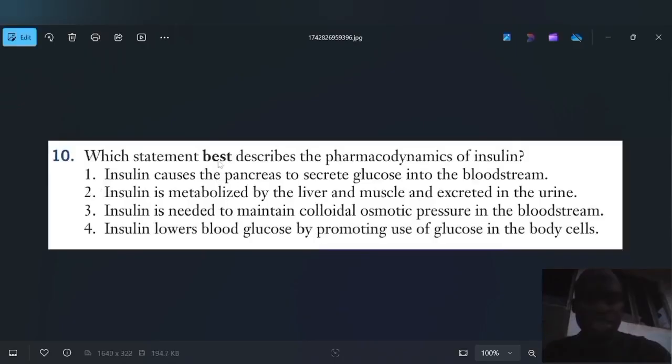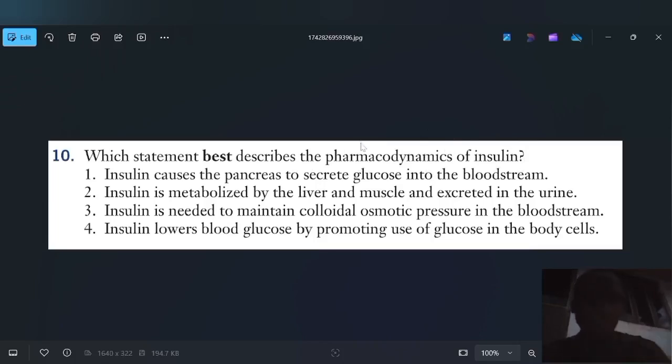Number 10, which statement best describes the pharmacodynamics of insulin? Guys, before you even read these options, first understand the question. Answer the question in your mind before you get confused by these options, alright? So when you think of pharmacodynamics, what rings in your mind? There's also pharmacokinetics. So which formula do I use? Let me tell you the answer.